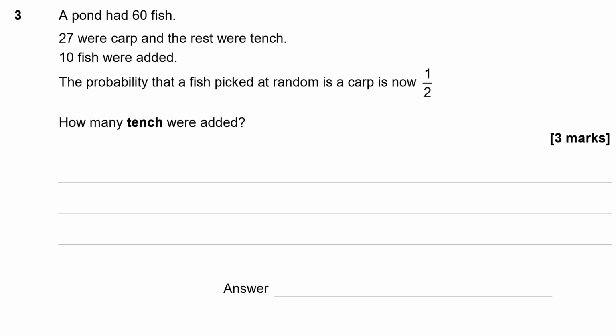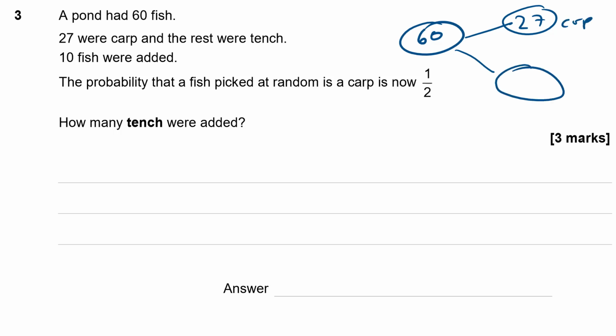Okay, so I've got a pond with 60 fish in. 27 were carp. So let's just sketch that a little bit like the previous question. 60 fish all together, and I've got 27, which is carp, and so what's left then? That's got to be 33 tench to start with. Okay, so then we need to add 10 fish.